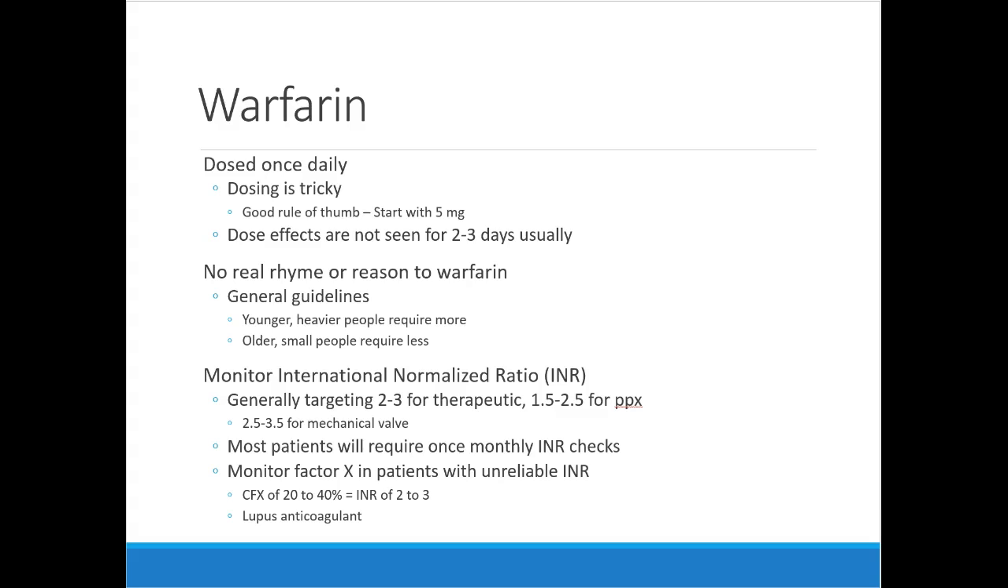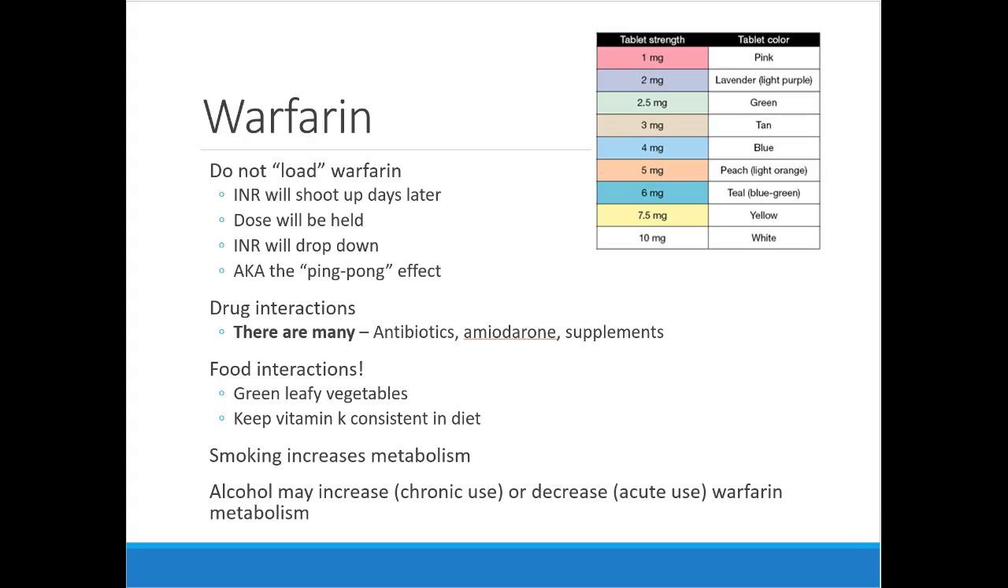You can monitor what's called a CFX, which is basically a factor 10 activity level. And on CFX, the lower the percentage of active factor 10 you have, the more anticoagulated you are, if you want to think about it that way. Like with INR, a high INR means that your warfarin is working too well. So if you go above 3, 4, 5, 6, and so on, you're overcoagulated. With the CFX, if you're below 20, you're overcoagulated. So you have to think about it as the opposite, but it's about percentage of activity of factor 10.